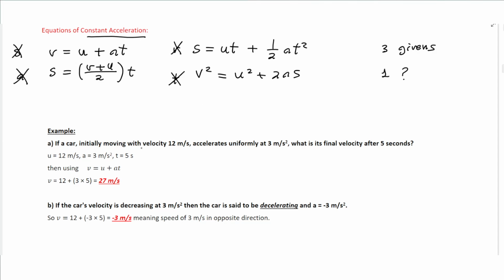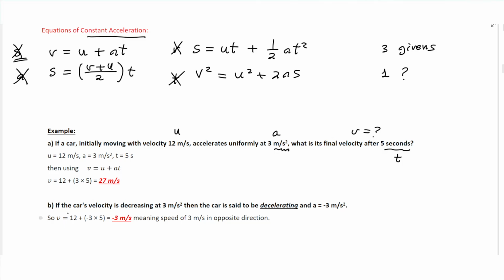If a car initially moving with velocity 12 meters per second, you have the initial u, accelerates uniformly at 3 meters per second squared. This is the unit of acceleration. What is the final velocity? So the unknown is v. After 5 seconds, you have time. So we have time, acceleration, initial velocity, and final velocity. There is no mention of distance. So we should use an equation that does not contain s. So we use v equals u plus at.